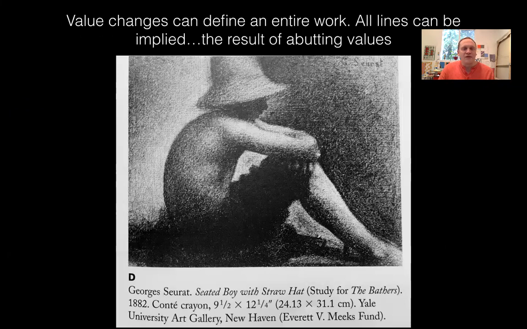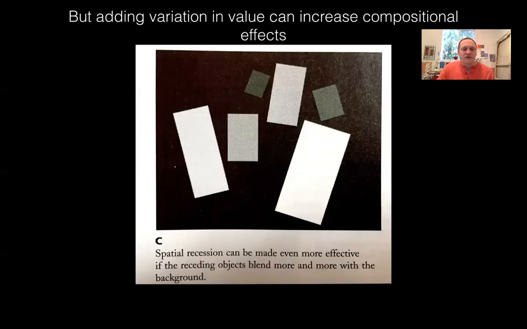And value can be used to imply lines too. So you guys know that there aren't real lines here. There aren't lines like a cartoon or a comic book drawing. It's just abutting values that indicate changes in planes. So variation in value can cause variation in depth and add a sense of space to a surface.